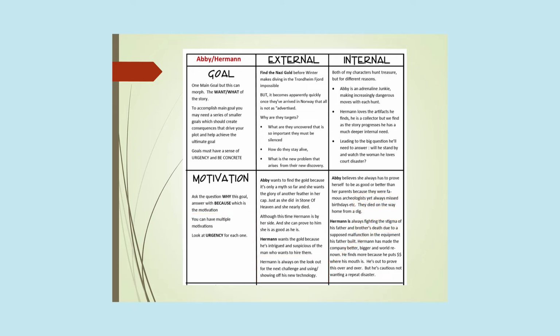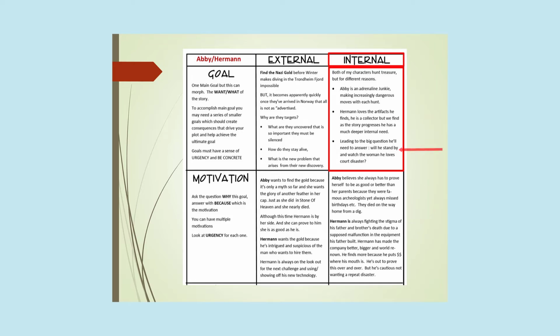Okay, now to show you how I create the internal goal and motivation. By now, the reader knows that both of my characters treasure hunt, but as the book progresses, they will discover that Abby and Herman have different motivations. Abby is an adrenaline junkie, making increasingly dangerous moves with each hunt, again done to prove herself. Herman loves the artifacts he finds as he is a collector, but we learn as the story progresses that he has a much deeper internal need, that Vice Industries is tops in the field, meaning his father couldn't possibly have caused the accident that took lives.